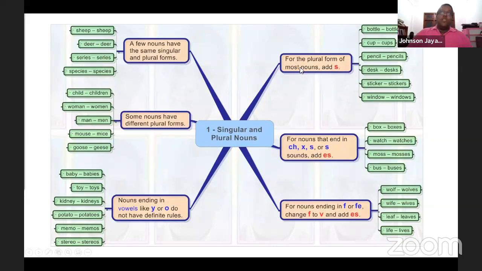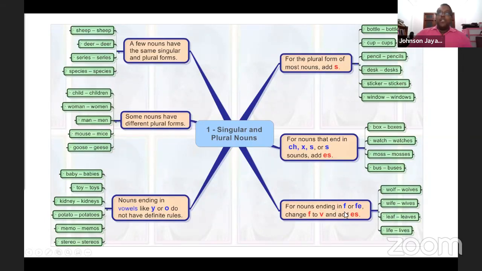But this is not so for some of the other nouns. So let's look at a few of them. Here is the first group. For nouns that end in ch, x, s, or sh sounds, add es. So here are some examples. Box will become boxes. Watch will become watches. Moss will become mosses. Bus will become buses.